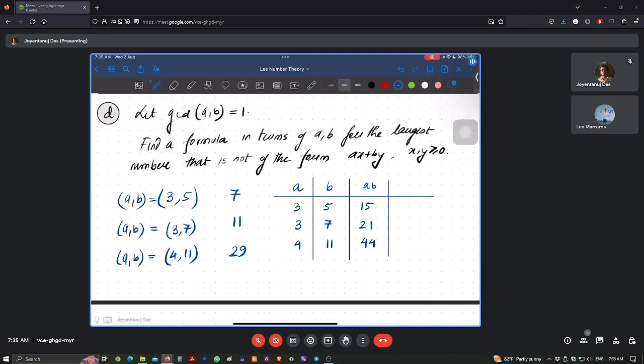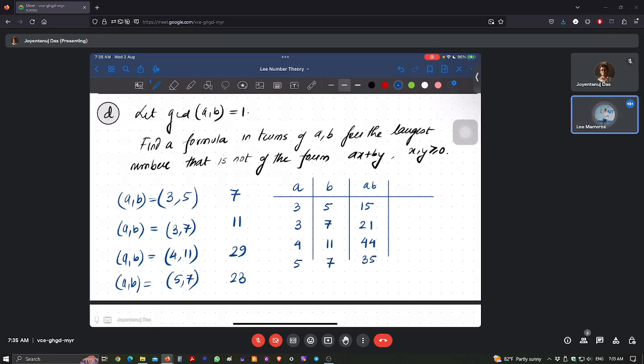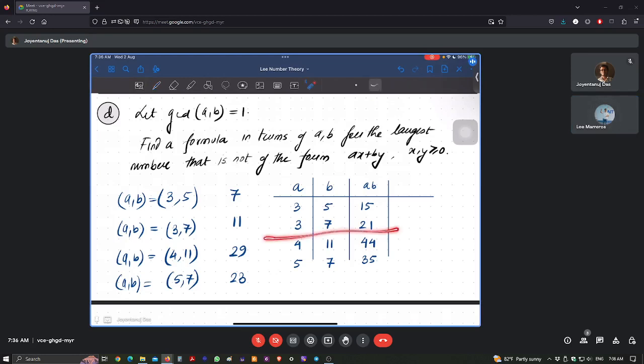I think we can. There was one more part, right? That was 5 and 7. So for 5 and 7, what I recall is 23. I can take this as a point also. So 5 times 7 is 35, right? So what I can see is here, from here it is more visible.